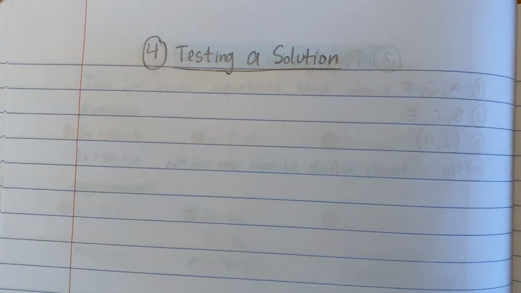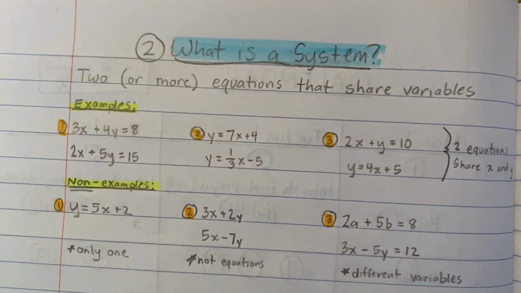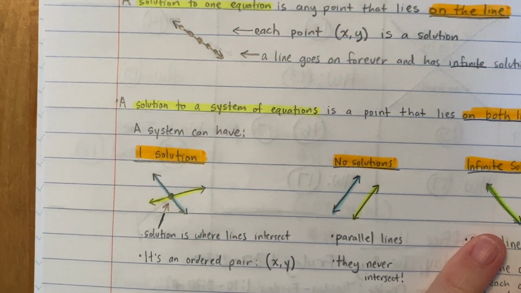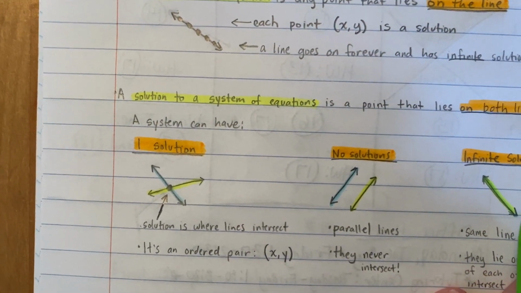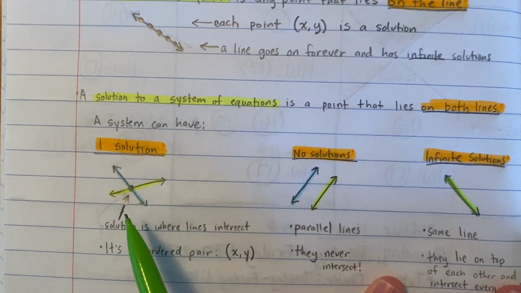We're going to learn how you test a solution to a system. Now, this goes back to when we have a system, the solutions: there can be one solution, there can be no solutions, there can be infinite solutions. Most of the systems that we work with are going to have one solution.